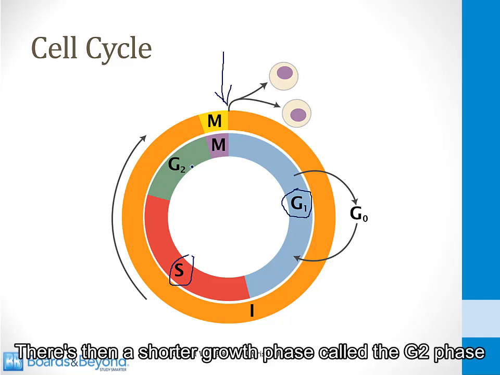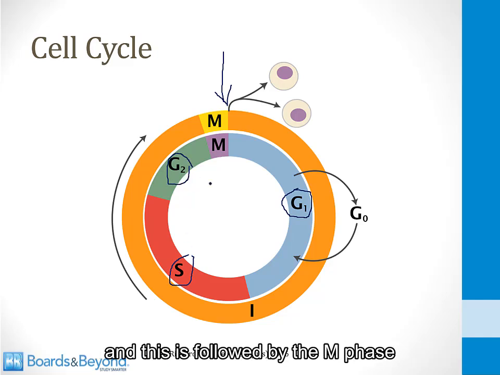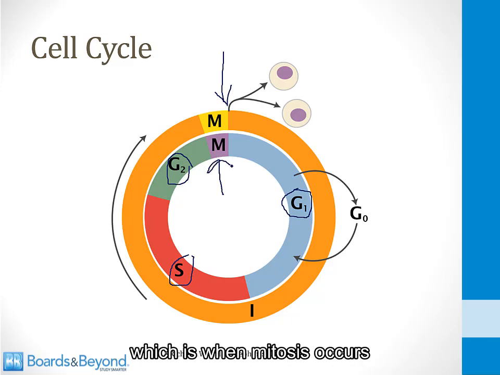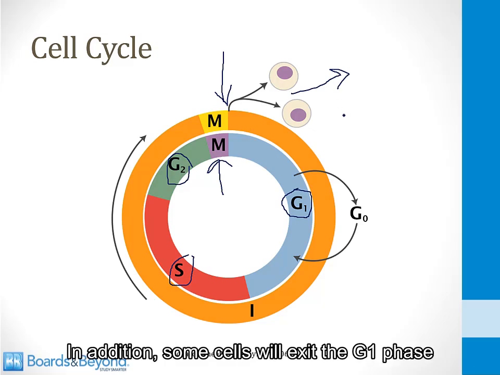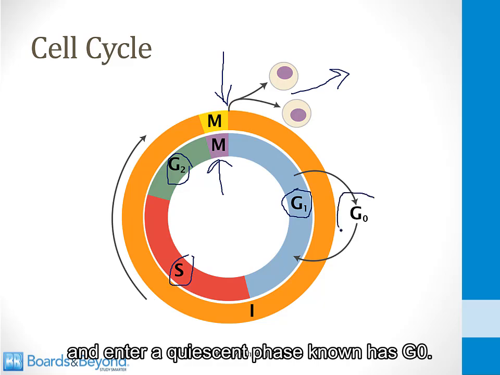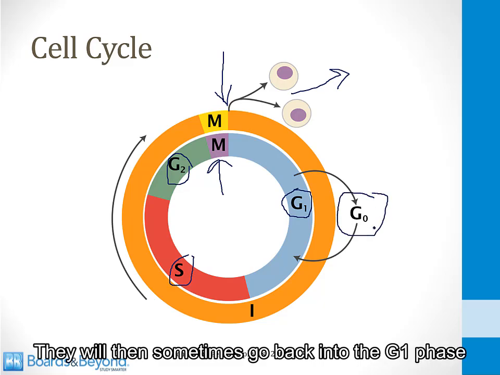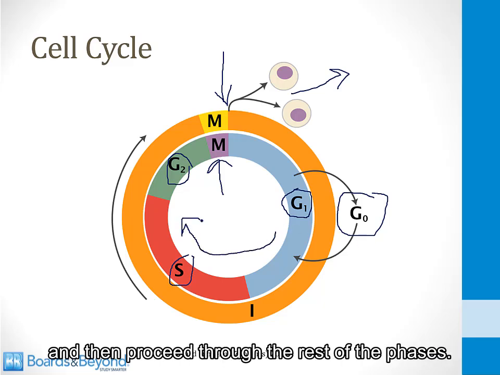There's then a shorter growth phase called the G2 phase, and this is followed by the M phase, which is when mitosis occurs and the cell divides into two daughter cells. In addition, some cells will exit the G1 phase and enter a quiescent phase known as G0. They will then sometimes go back into the G1 phase and then proceed through the rest of the phases.